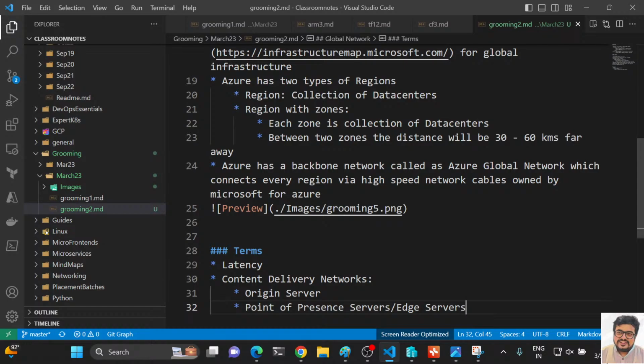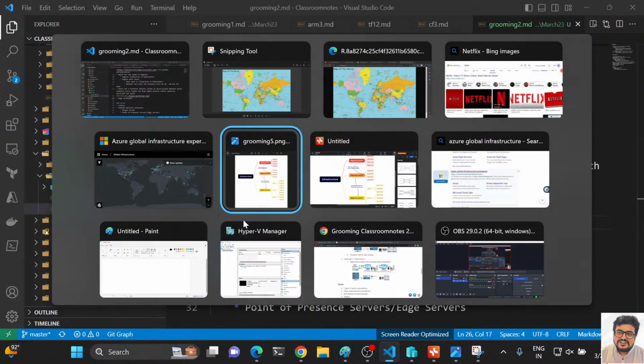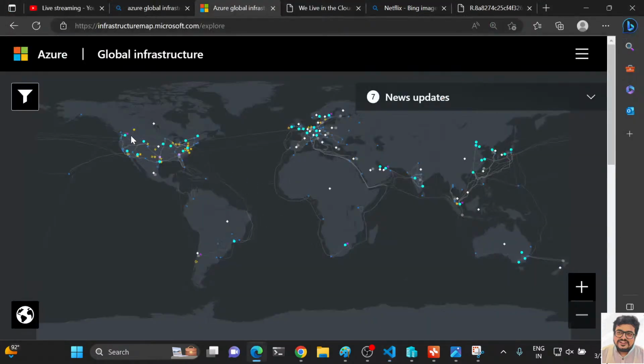Am I clear on this, sir? Yes. So Microsoft has something called edge locations. The purpose of these edge locations is to have edge servers. That means if you are building something like a content delivery network, anyway we have regions. In addition to all the regions, Microsoft also has edge locations. Are you seeing this?